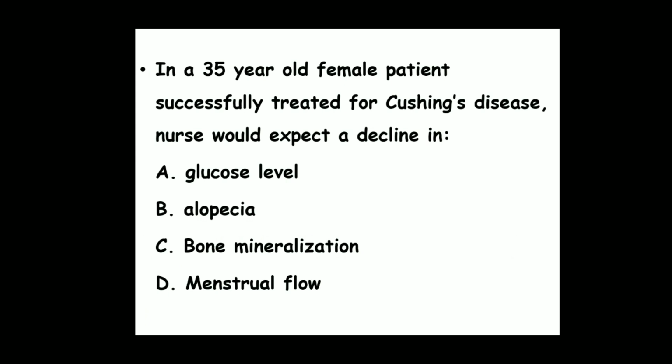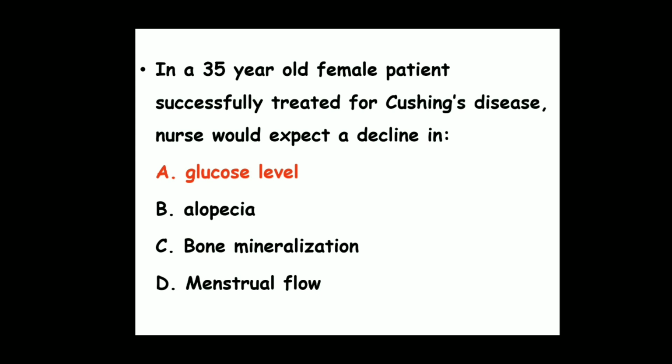Next question is, in a 35-year-old female patient successfully treated for Cushing's disease, the nurse would expect a decline in glucose level, alopecia, bone mineralization, and menstrual flow. Carefully read the question, what would you expect a decline in? Which one will reduce?